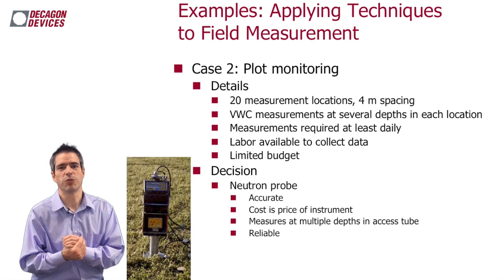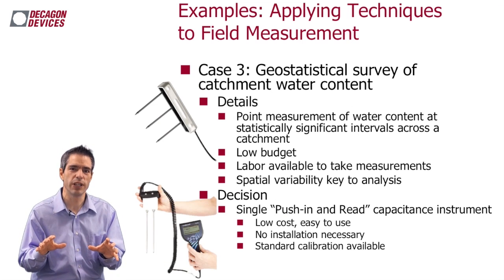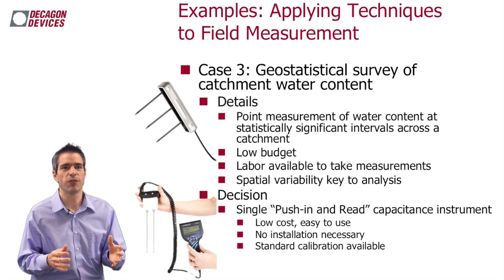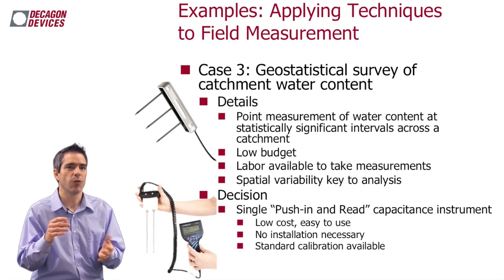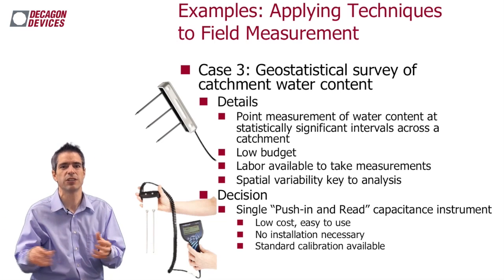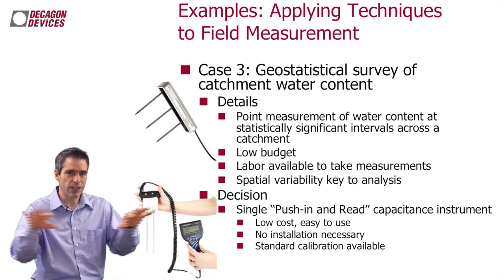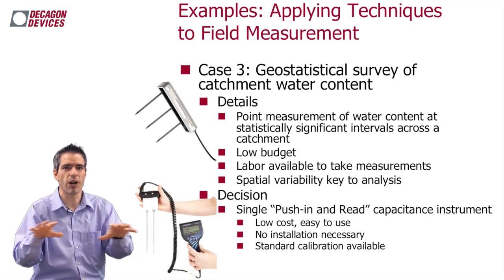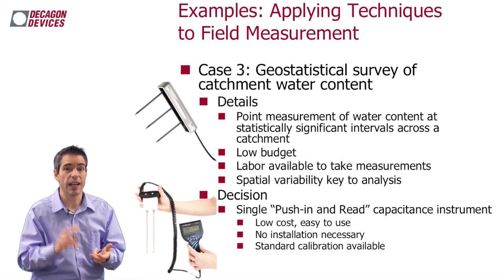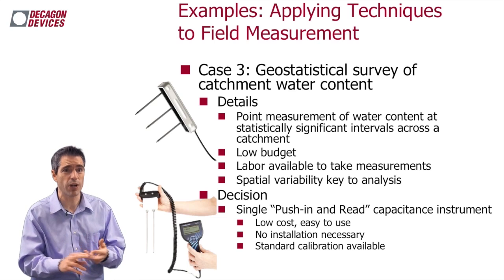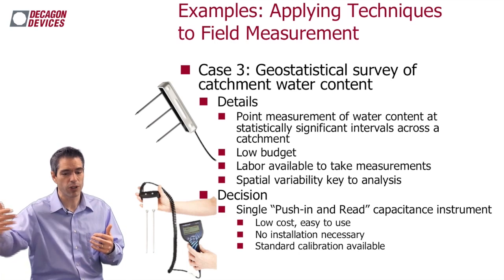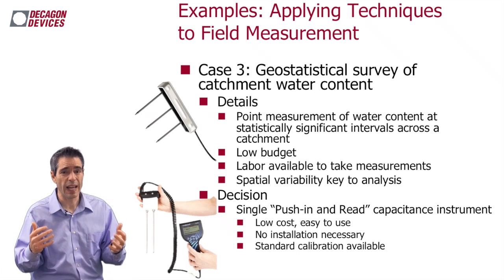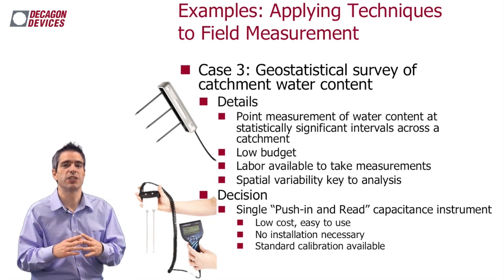The third case was an interesting one, and I already talked about this push-in-and-read approach and my concerns with it. Immediately when I talked to the person on the phone, they said, hey, I want to do a geostatistical survey of the catchment water content. I just want to stick in the probes at a lot of locations and look at statistically significant areas in terms of water content across the catchment. I have literally no budget for this project. I have people available who I can send out, or student workers who can go do the work. And variation is key to my analysis.